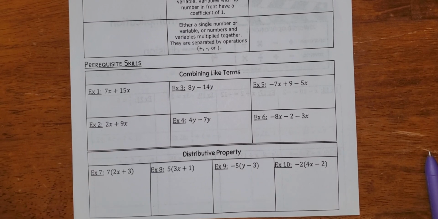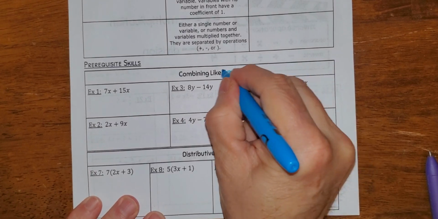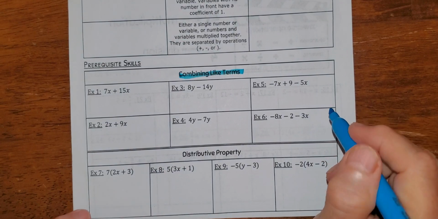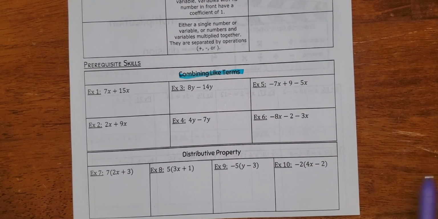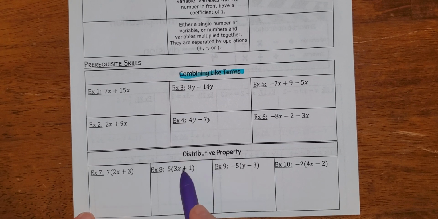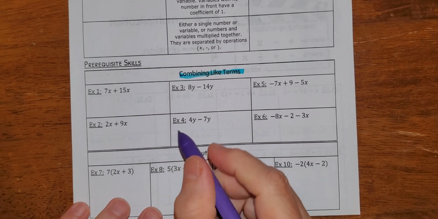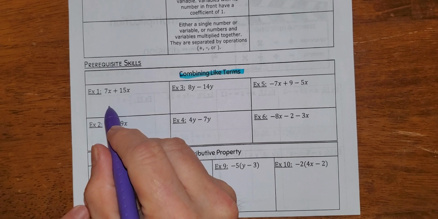Okay, we're going to do some algebra basics. Before we start off with equations, these expressions don't have an equal sign, right? There's combining like terms and the distributive property. So, real simple stuff.